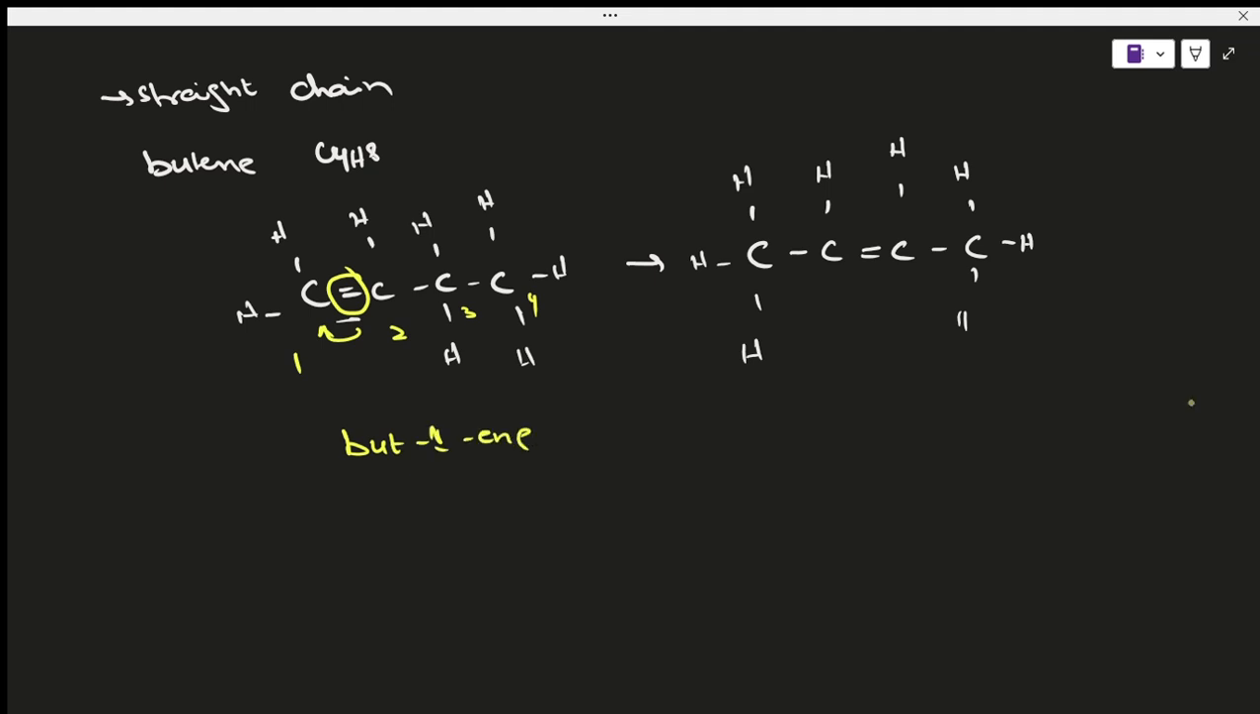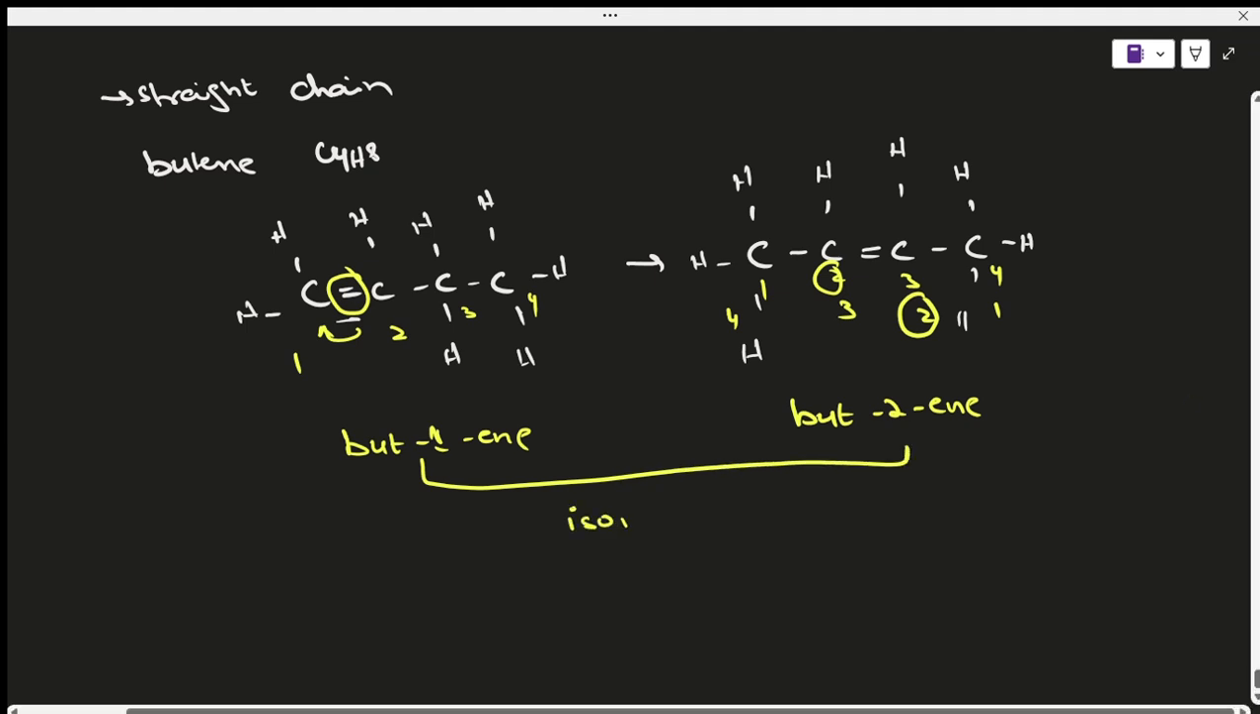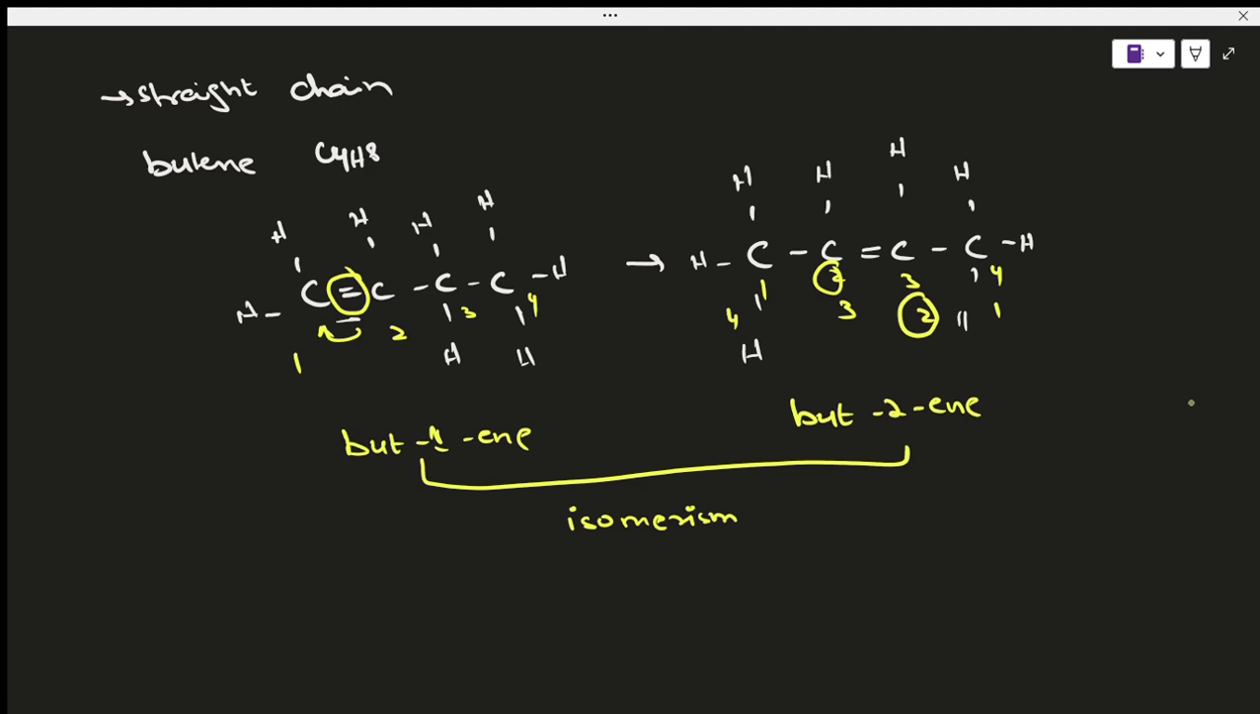And here, because there are 4 carbons, if I were to count from here, this is 1, 2, 3, and 4, and if I count from here, this is also 1, 2, 3, and 4. So from both places, the double bond is on the second carbon. So this is simple. This is going to be called but2ene. Right? Now these two molecules are isomers of each other. And this is something that we call positional isomerism, which again, you won't be asked to name or explain, but at your syllabus level, we call this straight chain isomers.